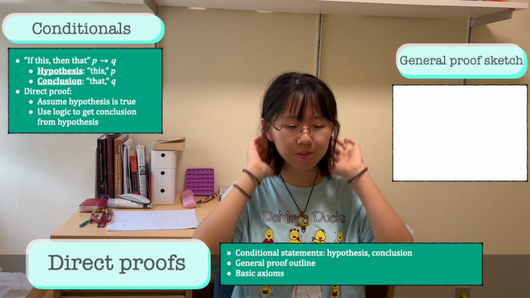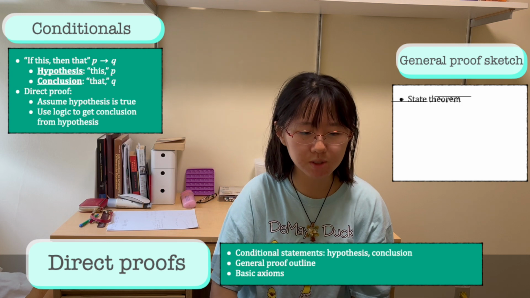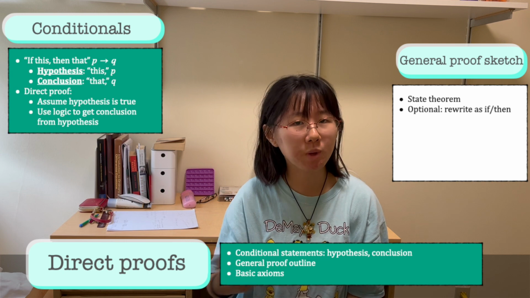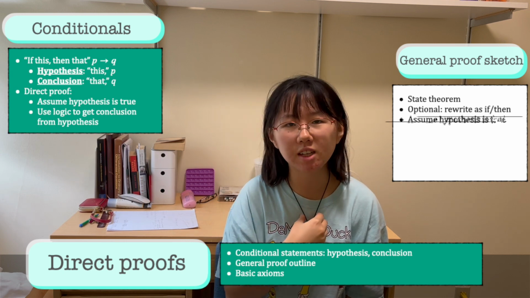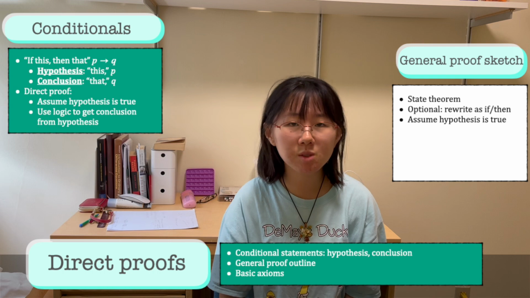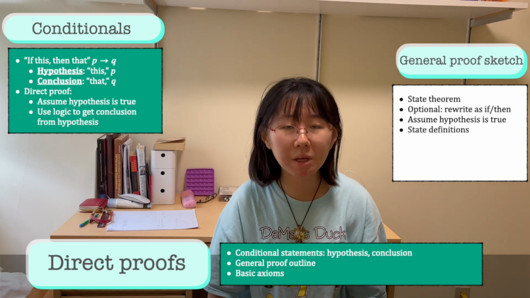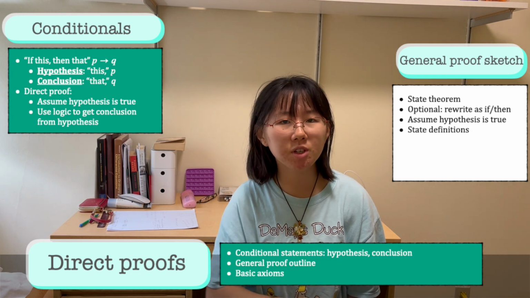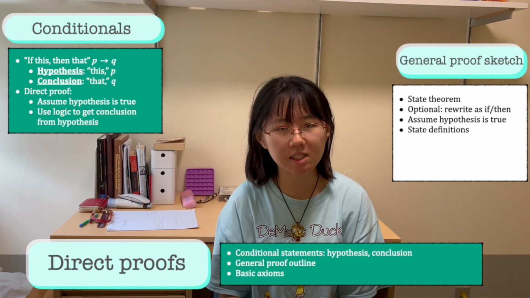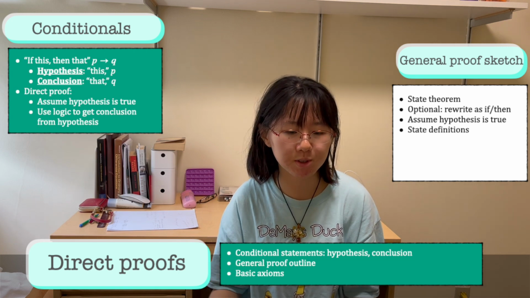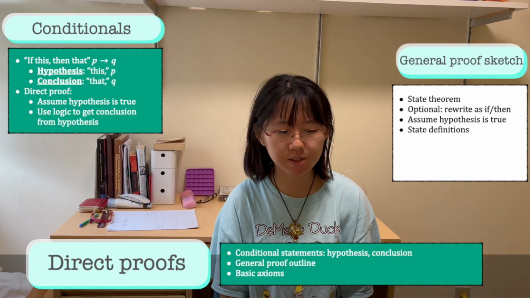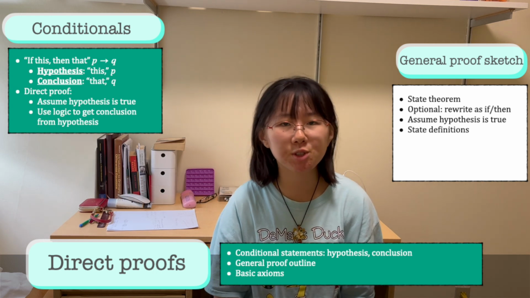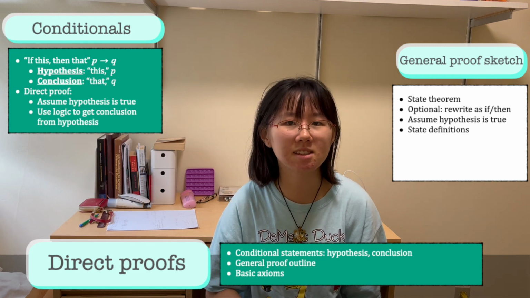So for a general proof sketch, we'll state the theorem as we always do, and then if your theorem isn't written as an if-then statement, you can write it as an if-then statement just for yourself and for your reader. Next, we'll just state our definitions. So maybe you have some numbers that are odd, or maybe some numbers that are rational in here. If your numbers are odd, then you would just say that number is equal to 2k plus 1 for some integer k. And if your numbers are rational, then you would say we can write them as j over k for some integers k and j where j isn't 0.